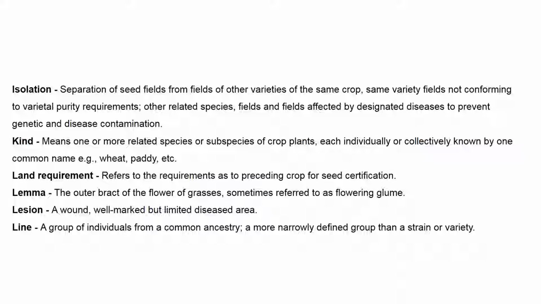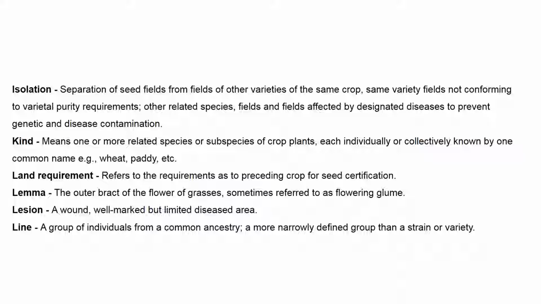Isolation. Separation of seed fields from fields of other varieties of the same crop, same variety fields not conforming to varietal purity requirements, other related species fields and fields affected by designated diseases, to prevent genetic and disease contamination. Kind. Kind means one or more related species or subspecies of crop plants, each individually or collectively known by one common name, for example wheat, paddy, etc. That is nothing but kind.